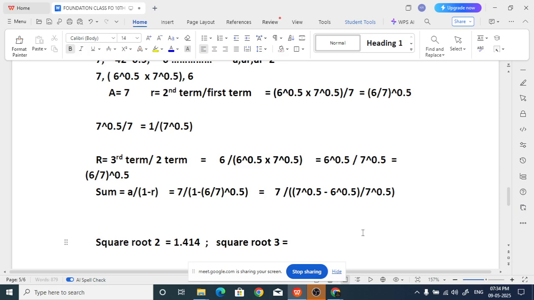So whoever has studied 9th standard, what is the value of square root of 3? 1.732. Okay, how did you get this? Did you get it from your memory? Yes, sir. That's what I am saying. These have to be memorized. These are things you should keep memorized. Square root of 5 equal to 2.236.